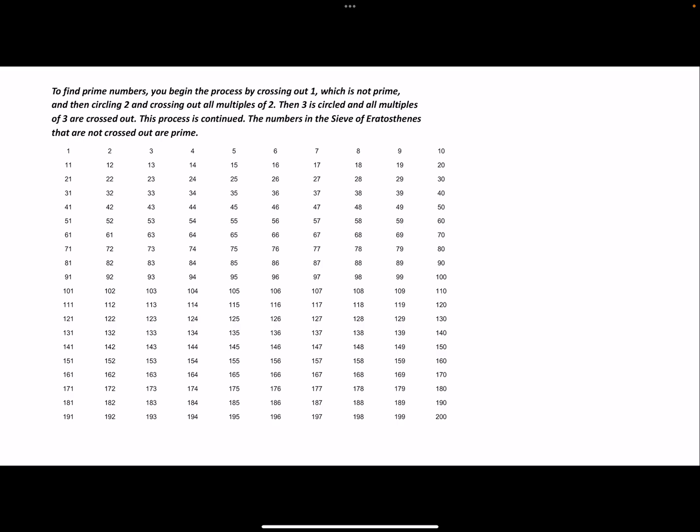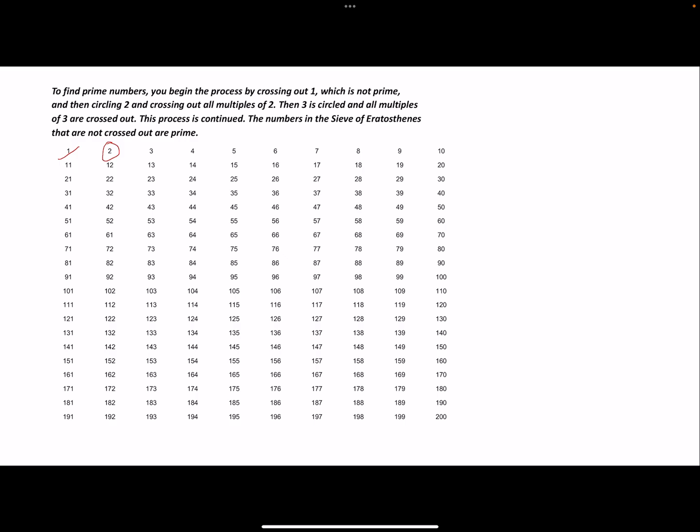Here's how you use the sieve of Eratosthenes. To find all the prime numbers up to a given number, you begin by crossing out the number 1. If you remember about the number 1, it is a special case. It is considered neither prime nor composite. So we're going to circle 2. This is our first prime number.